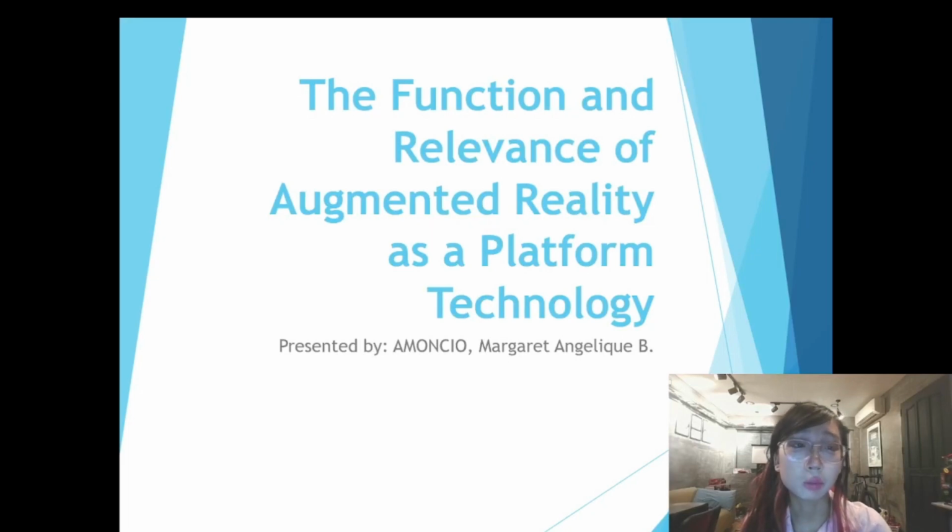Hello, I'm Maggie Amoncho, and I will be presenting the function and relevance of augmented reality as a platform technology.